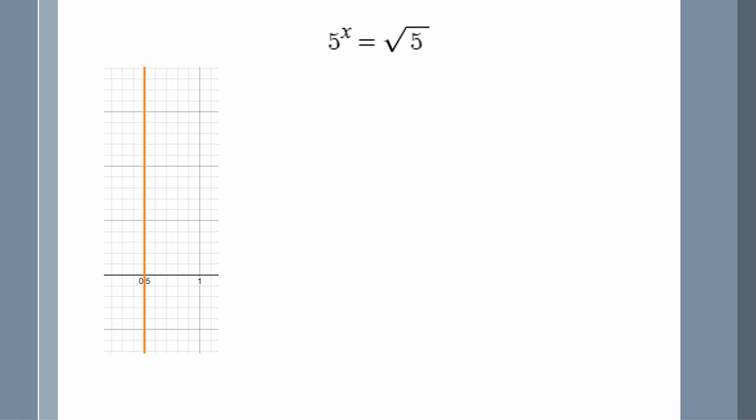Now, let's go ahead and put in the work. So, using your law of exponents, you know that the square root of 5 could be written as 5 to a half power. And from there, get rid of the bases, and you're left with x equals 1 half. And that's it.